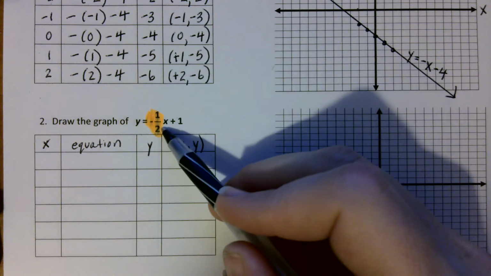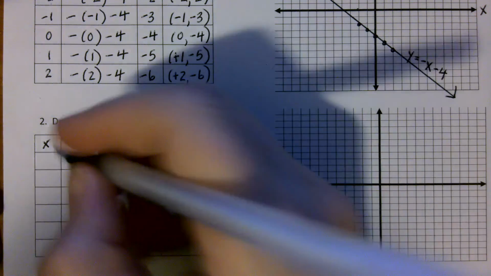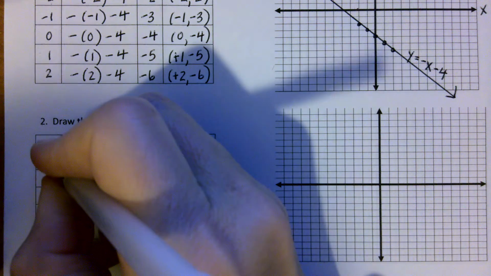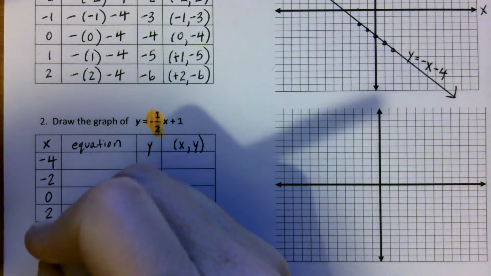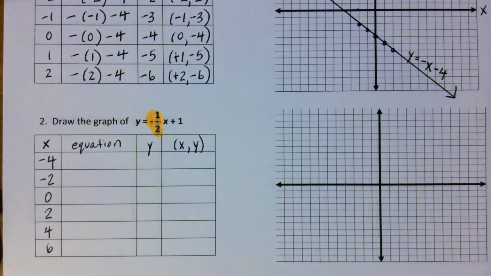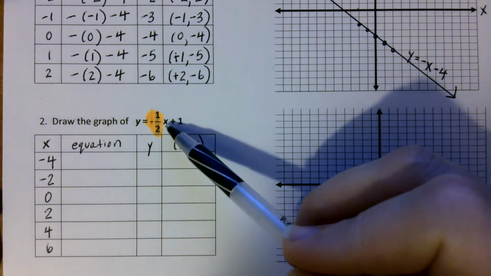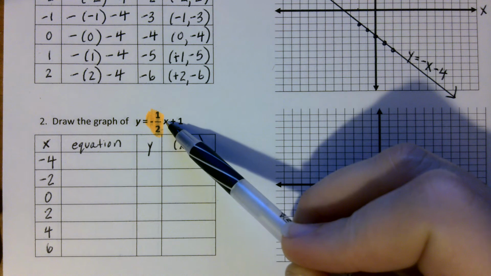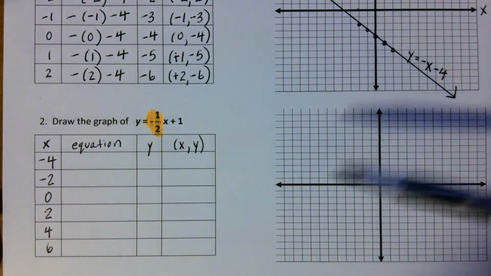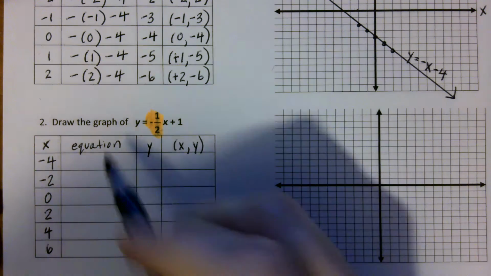Since my coefficient of x is a fraction, I'm going to use multiples of this denominator, and I'll start with some negative. So -4, -2, 0, 2, 4, 6. The reason why I'm using multiples of the denominator is that when I multiply this coefficient by the x value, I want to end up with an integer value. That makes it much easier to graph. So now let's put them in our equation.